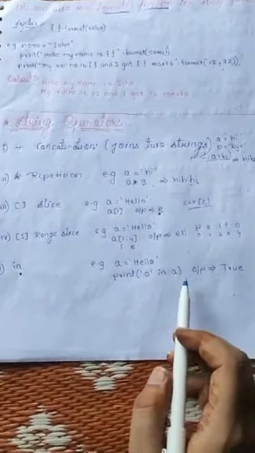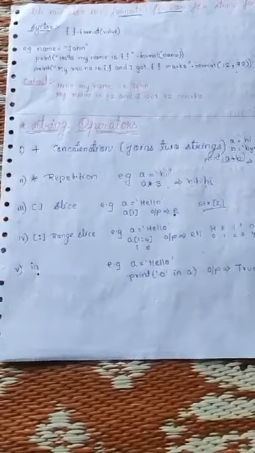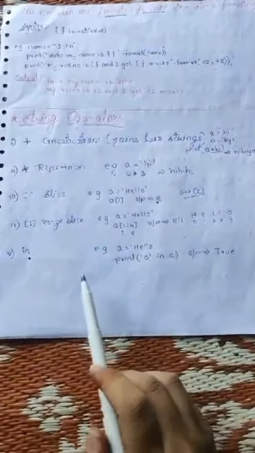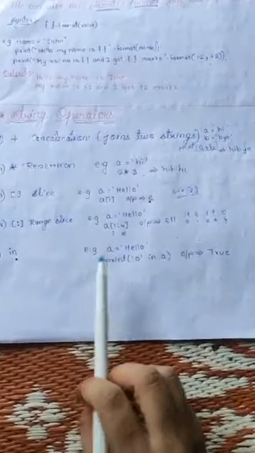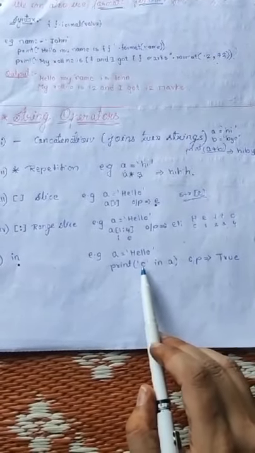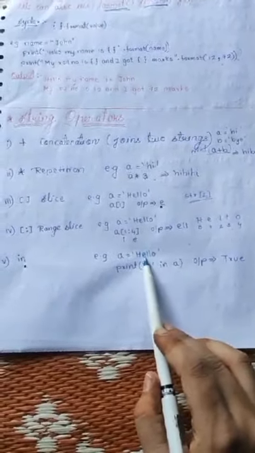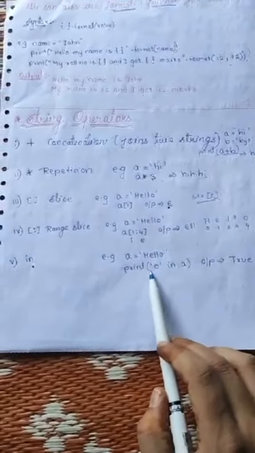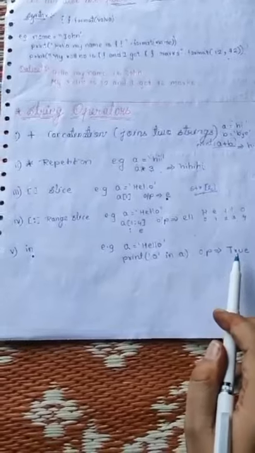So if I want to check whether a particular character is present in that string or not, in that case I use the in membership operator. See here, as I have written, I am checking whether O is present in the string hello, or variable A, or not. So if it is present, it gives me the output true.